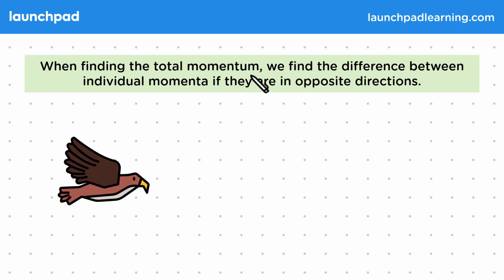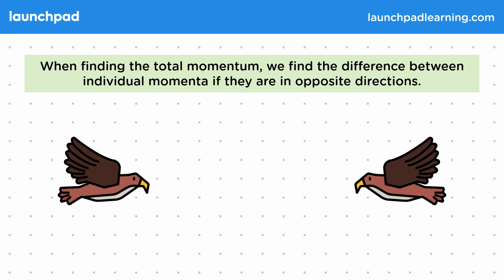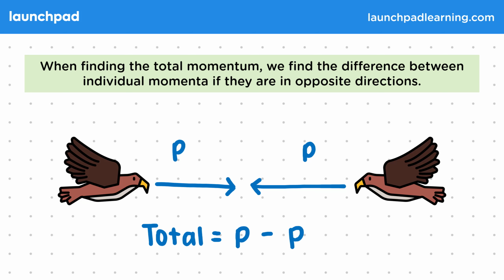When finding the total momentum, we find the difference between individual momenta if they're in opposite directions. Now let's suppose the birds are travelling in opposite directions. The two birds still have the same magnitudes of momentum, p and p, but this time we have their vector arrows pointed towards each other. Since this second momentum is opposite to the first, we'll treat it as a negative number. This means the total is now p minus p, which is equal to 0. So while the two birds have individual momenta, they have no overall momentum together.